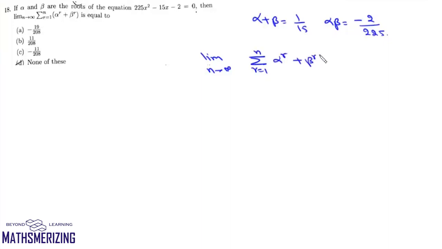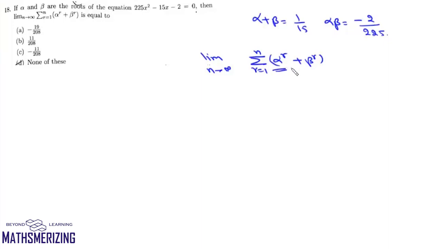Now question number 18 is, we are given alpha and beta are the roots of this equation. So we can write alpha plus beta as minus b upon a. So it will be 15 upon 225. It will be 1 by 15. And alpha into beta is c upon a, which is minus 2 upon 225. Now we need to find this limit, which is limit n tends to infinity, summation r varies from 1 to n, alpha to the power r plus beta to the power r.